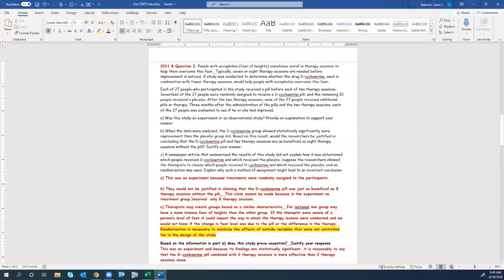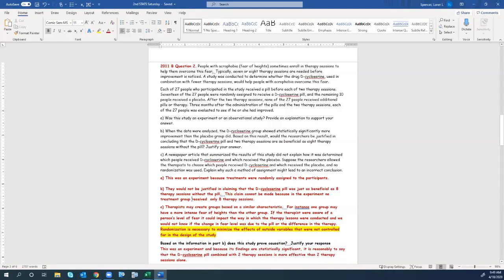All right, so what was not asked, and which I'm going to go ahead and ask, was based on the information in Part B, does this prove causation? Justify your response. Well, Part B said it was statistically significant, and in Part A, we said it was an experiment. So this was an experiment, and because its findings are statistically significant, it is reasonable to say that the medication combined with 2 therapy sessions is more effective than 2 therapy sessions alone.